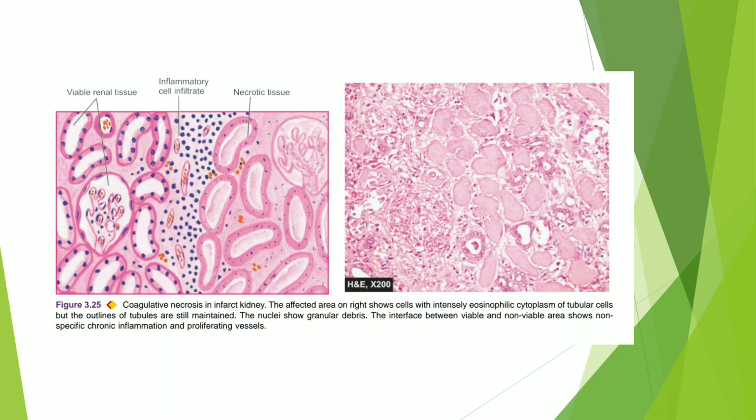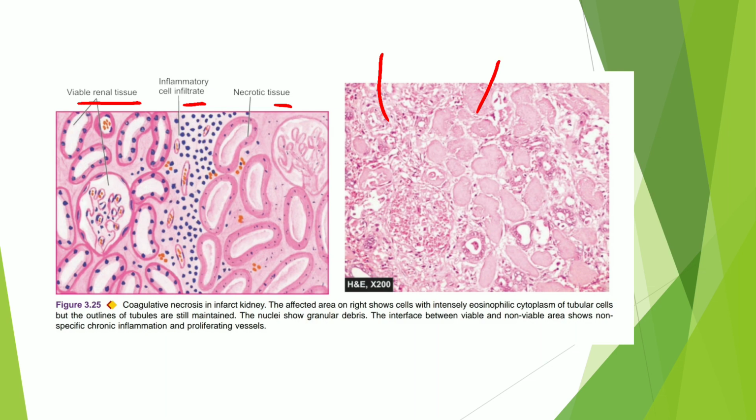This is the photomicrograph in which we can see there is viable renal tissue. These are inflammatory cells and here is the necrotic tissue. Same can be seen here. This is the viable renal tissue and this is the necrotic tissue.